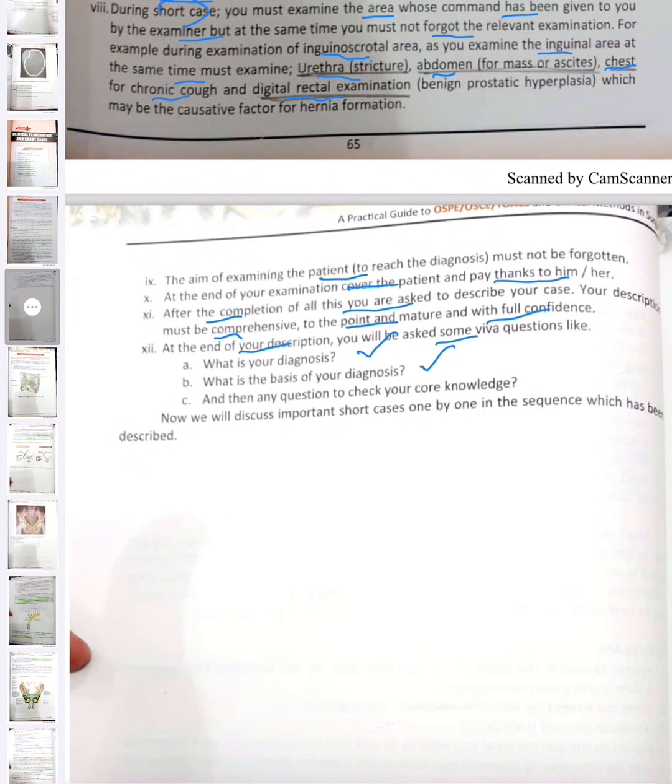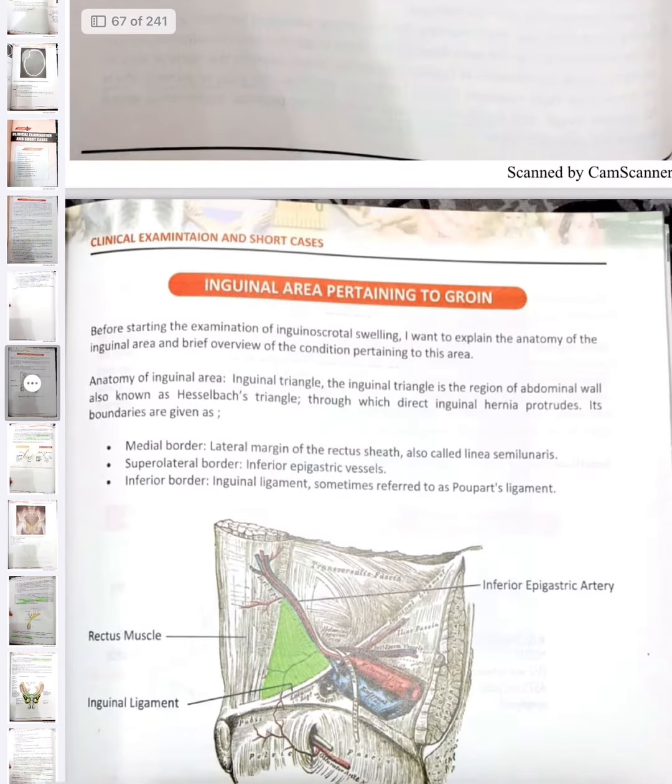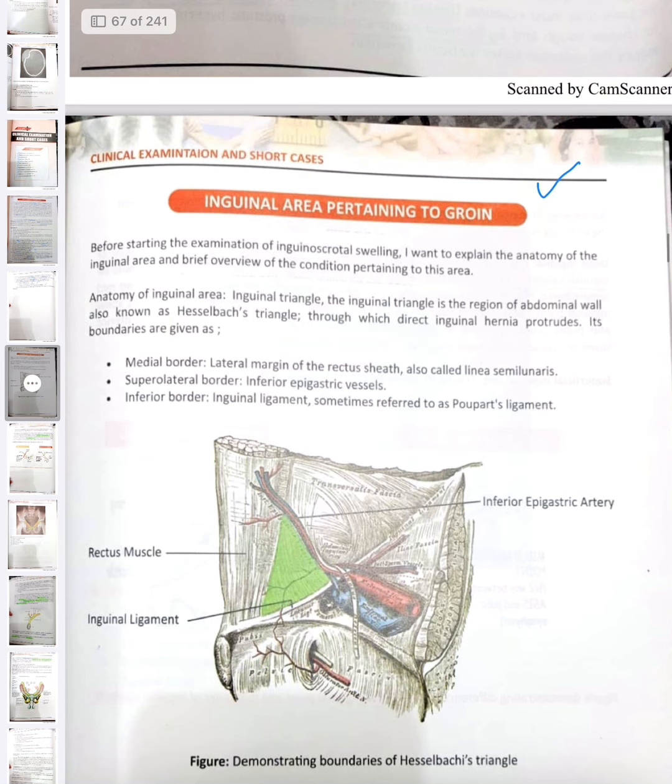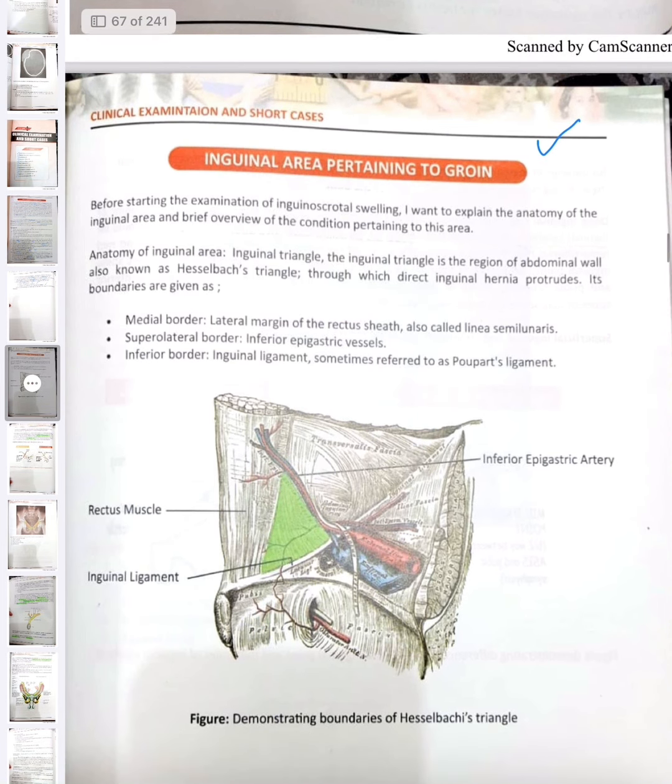And then any question to check your core knowledge. Now we will discuss important short cases one by one in the sequence which has been described. We will start from the inguinal area pertaining to the groin. Before starting the examination of the inguinoscrotal area, I want to explain the anatomy of the inguinal area and give a brief overview of the conditions pertaining to this area.